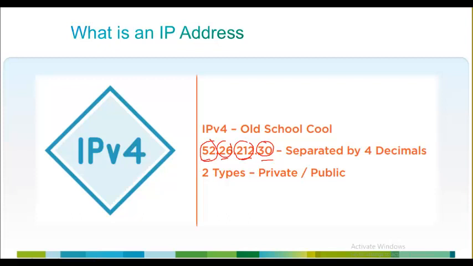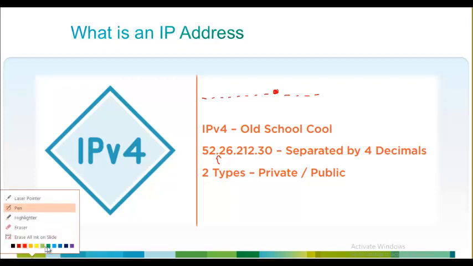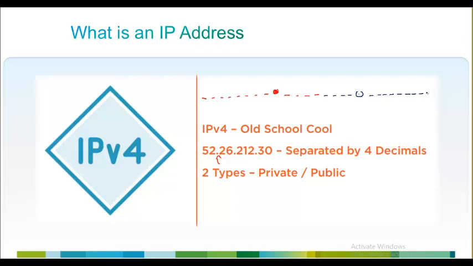Right, next. I said it is a 32-bit number. IP address is 32-bit. Let me draw here. 1, 2, 3, 4, 5, 6, 7, 8. After 8, there will be a dot. And there is this dot. Another 1, 2, 3, 4, 5, 6, 7, 8. Then a dot. Then a dot. This is what 32 bit is.